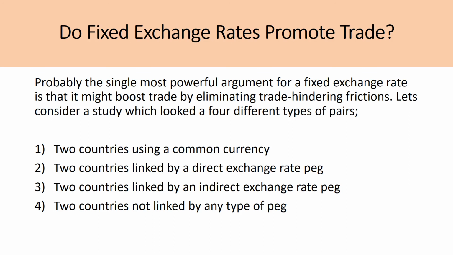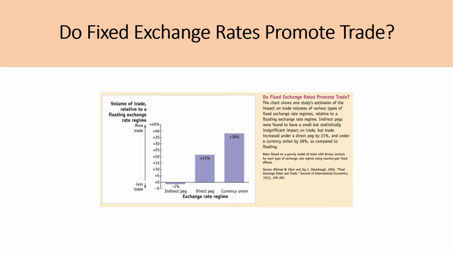So probably the most powerful argument for a fixed exchange rate is that it might boost trade by eliminating trade-hindering frictions. Let's consider a study which looked at 4 different types of pairs. So 2 countries using a common currency, 2 countries linked with a direct exchange rate peg, 2 countries linked by an indirect exchange rate peg, and 2 countries that were not linked by any type of peg. They were just floating. And the research shows that it's true. With the fixed exchange rate, so you have the direct peg, the volume of trade relative to a floating exchange rate regime was 21% higher. The biggest one is the currency union.